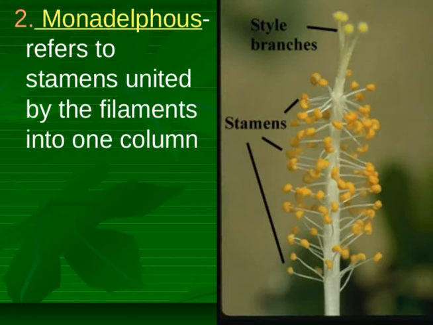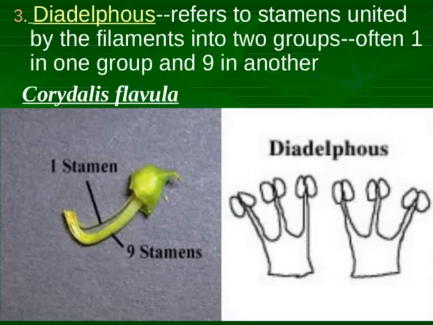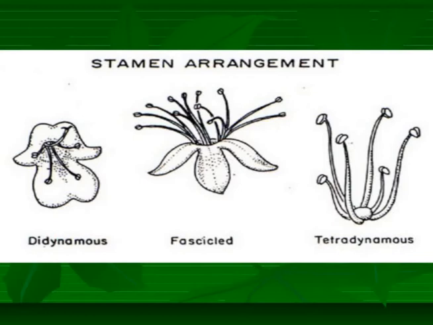And if the staminal filaments are united to form a single column, and the anthers are free, such a condition is called monodelphous, and that we observe in the Malvaceae family. And when the stamens are united to form a tube, but formed into 2 bundles, that is called a diadelphous condition. And if there are more bundles, it is called a polyadelphous condition.